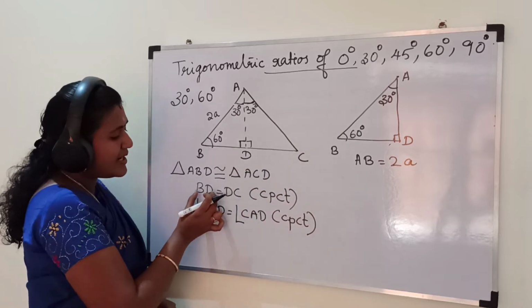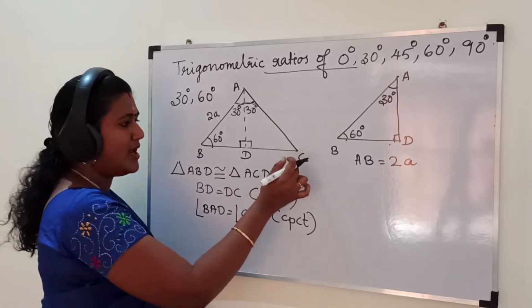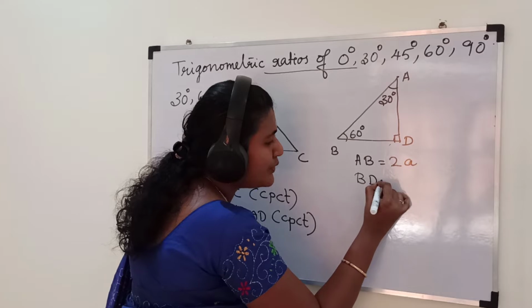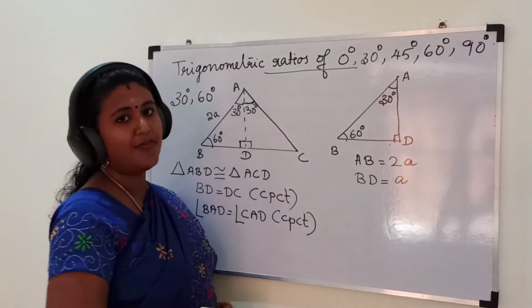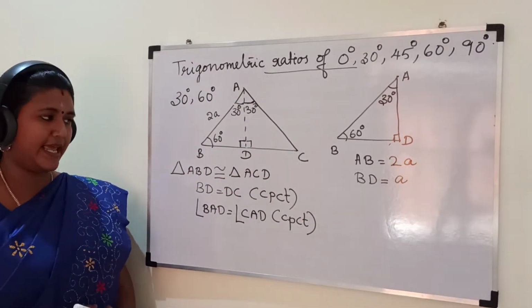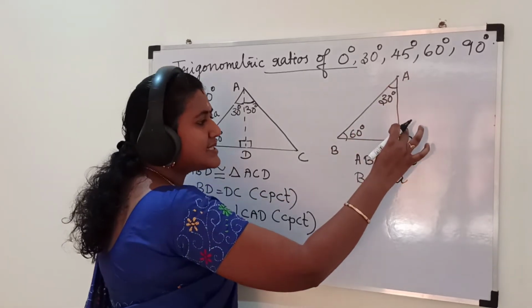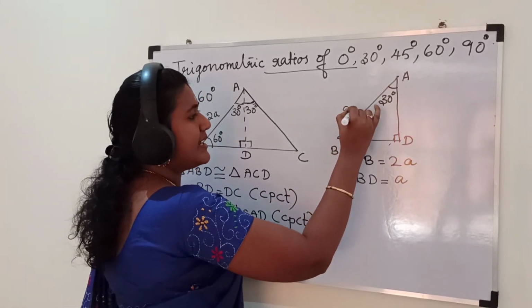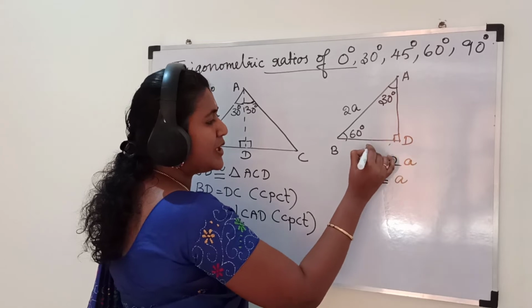But we know that BD and DC are equal. So BD will be 2A by 2, that is A, half of BC. Now we will find this AD length. So we have taken AB as 2A, and BD we got as A.